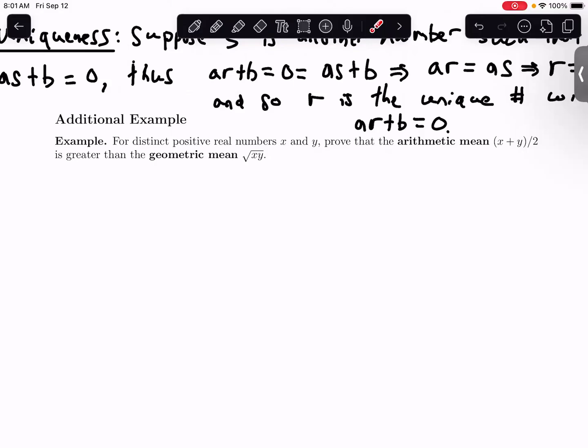So for this example, it asks for distinct positive real numbers x and y. It wants you to prove that the arithmetic mean, (x plus y) over 2, ends up being greater than the geometric mean, which is the square root of x times y. Before even really getting started with the proof, I would recommend doing a little bit of work with the inequality that it wants you to prove. So let's do a little bit of work first.